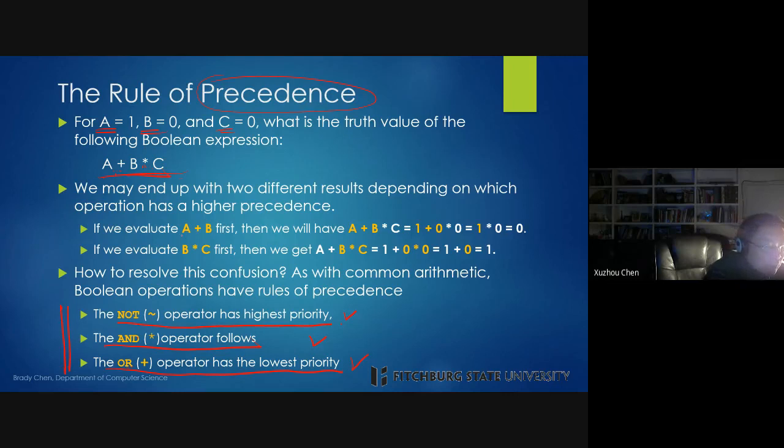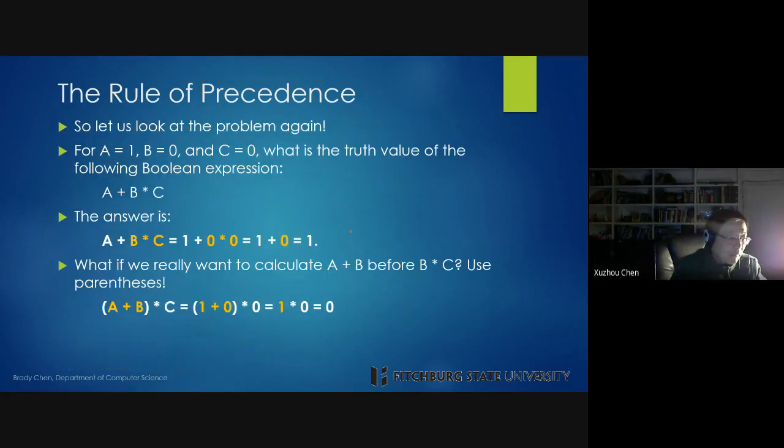Okay. So if you want to evaluate A plus B first, then we have this. Now, in this case, that's not the case. If you want to evaluate the first, you have to put the parenthesis. So for this, the answer is you're going to evaluate this first. If A is 1, B is 0, C is 0, so B times C, 0 times 0, that's 0. And then 0 plus 1, that's 1. Okay, so the final answer is 1.